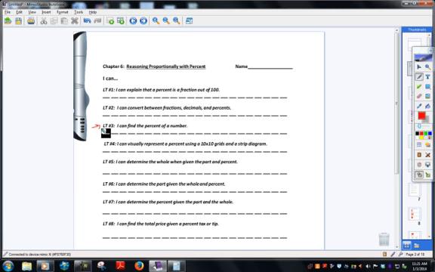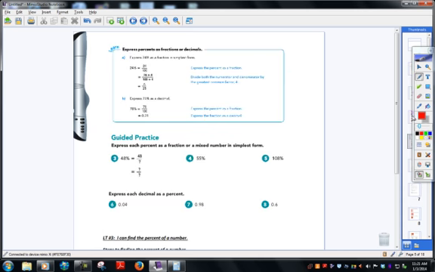Learning target 3. I can find the percent of a number. Another learning target that we've done on review sheets several times throughout the year already. So again, this should really be review. That's kind of why we put them on the review sheets that far ahead. So go ahead and go to page 4.